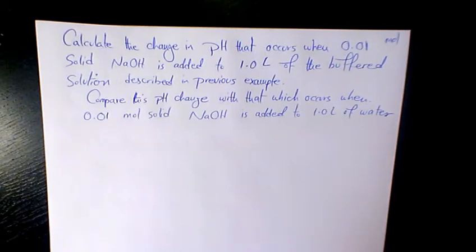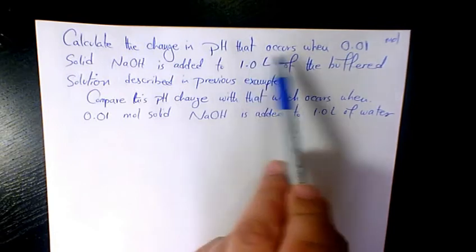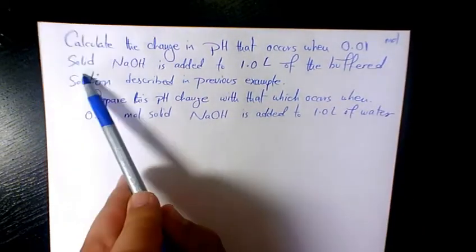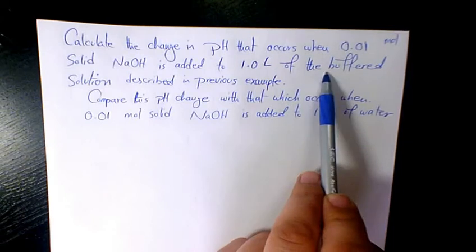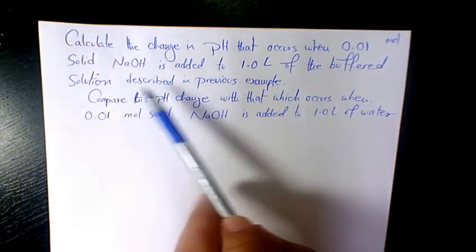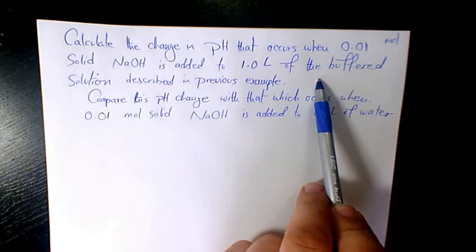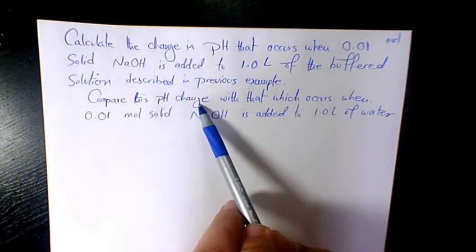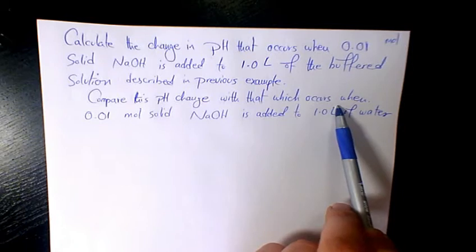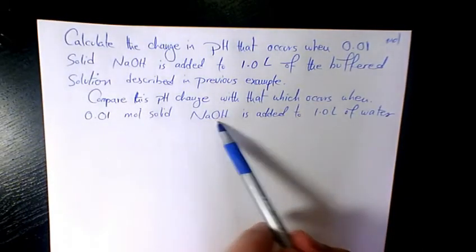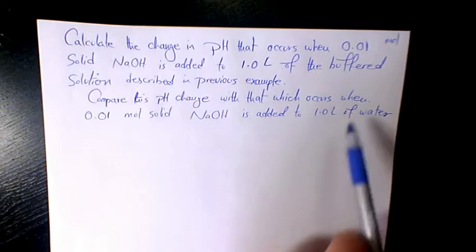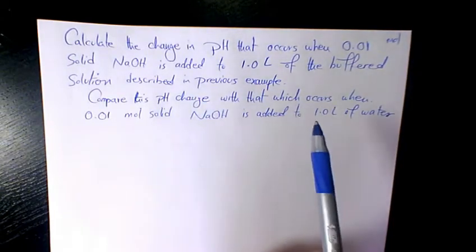Now we have the second part of this question. In the previous question, we found the pH of a buffered solution of acetic acid and sodium acetate. Right now it says calculate the change in pH that occurs when 0.01 mole solid NaOH is added to 1 liter of buffered solution, which is described in the previous example. Then compare this pH change with that which occurs when 0.01 mole solid NaOH is added to 1 liter of water. So we need to see what is the difference in pH change.